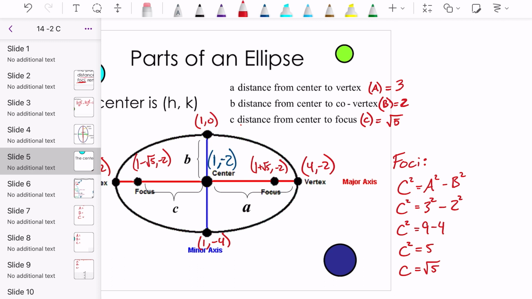Keep in mind, the focus will always be on the same line as the vertex. And this is extremely important because as we are given different sets of information, it will help us determine the orientation of our problem, or of our ellipse.